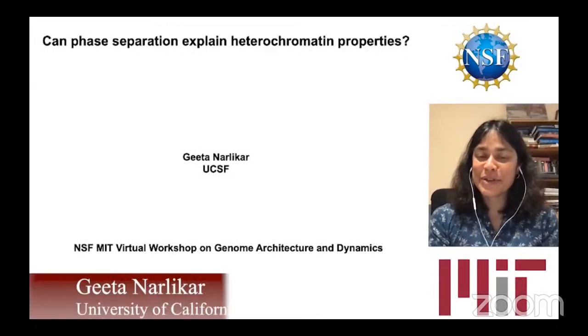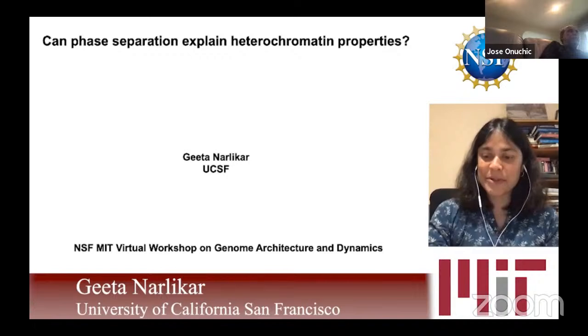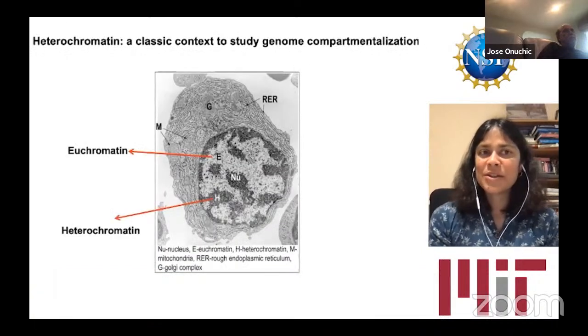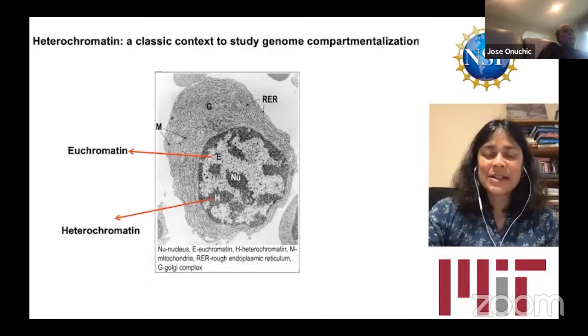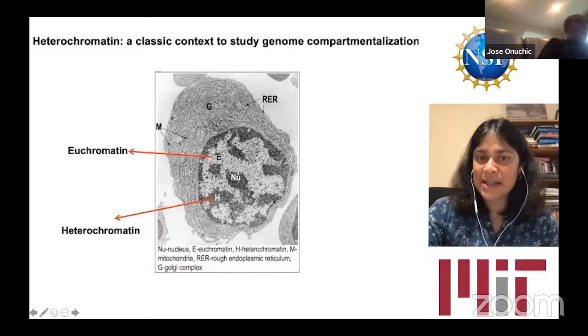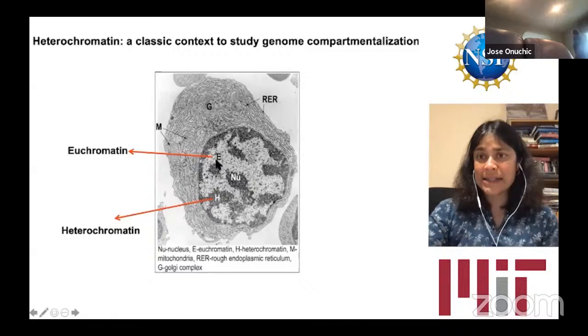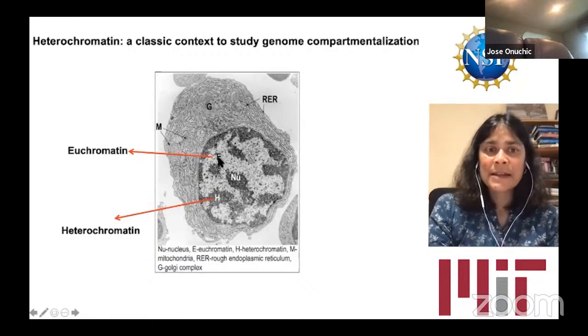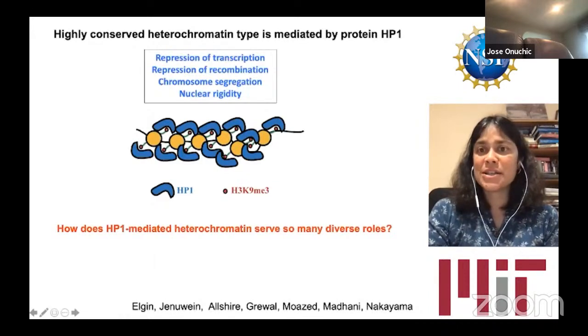Thank you to the organizers for inviting me to this virtual workshop. I'm excited to share our recent work on heterochromatin and phase separation. As many of us know, heterochromatin is a classic context to study genome compartmentalization. Shown here is one of the many ways in which heterochromatin is described, which is cytologically. If you take a mammalian cell and stain it for DNA, you see darkly stained regions that we term heterochromatin and lightly stained regions that we term euchromatin. Now, a highly conserved type of heterochromatin is mediated by the protein HP1.